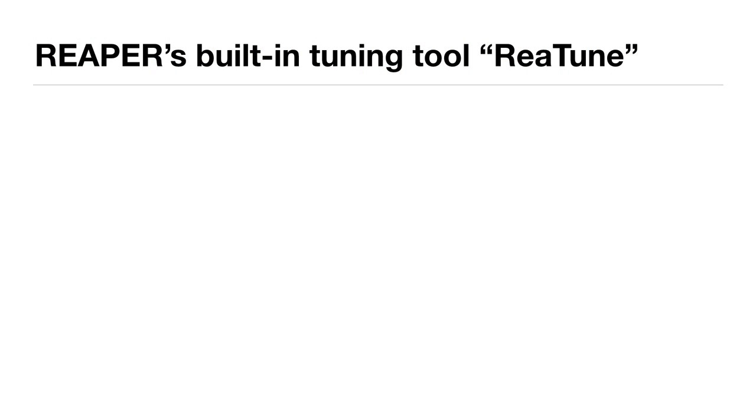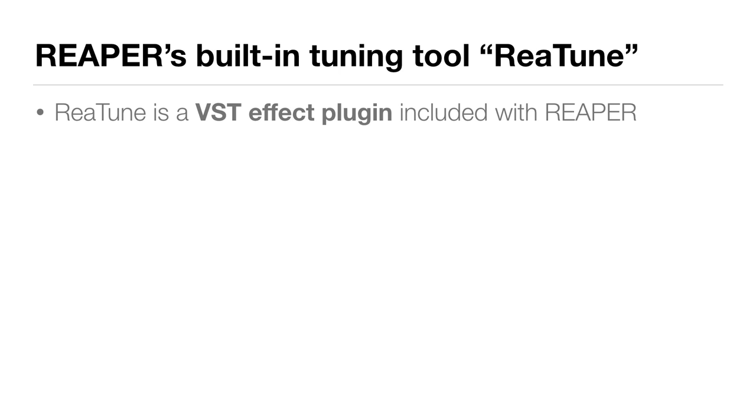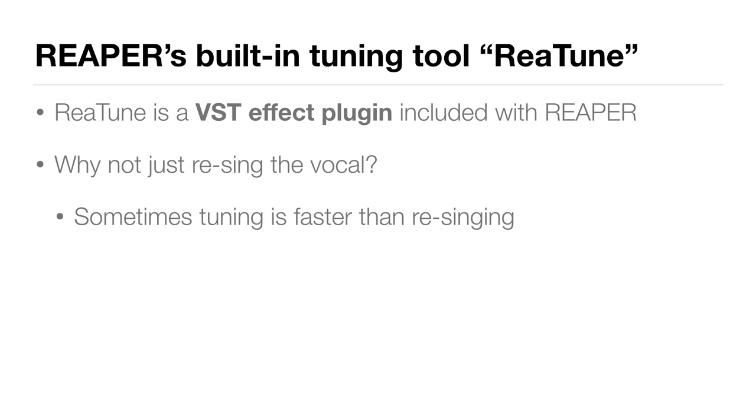So let's look at Reaper's built-in tuning tool, ReaTune. So how do we tune a vocal using ReaTune? And why not just re-sing it? Well, sometimes tuning is just faster than re-singing, and sometimes re-singing just isn't possible. Like maybe you've got a cold, or maybe you had your cousin from the other side of the world come and sing on your song, and she's gone back home, and you just notice that one of the notes is a little bit flat. Well, it's kind of impractical to have her back to sing, so why not just spend a minute and correct that note that's wrong?